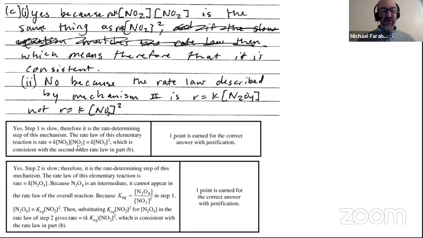As far as part 2, they said no, and it's actually yes. They failed to realize that this fast equilibrium in the first step will lead to a conclusion that yes, this mechanism is consistent with a second order rate law. You can see in the scoring guidelines that, either because of rate or because of equilibrium constant, you can substitute the 2 molecules of NO2 for the 1 molecule of N2O4, and there's a mathematical substitution that you can do to show that the rate determining step, which is step 2, can be rewritten in terms of the NO2 molecules in step 1.